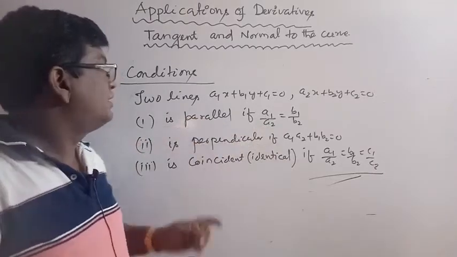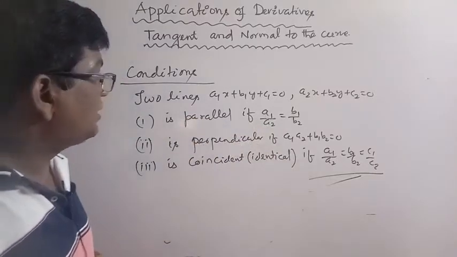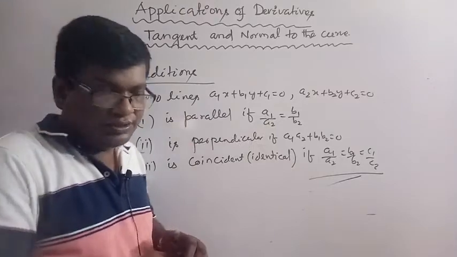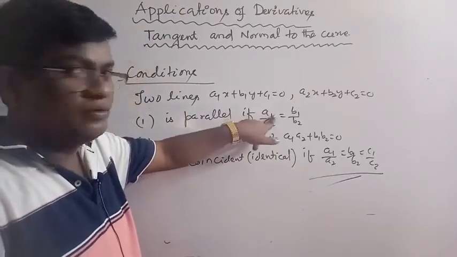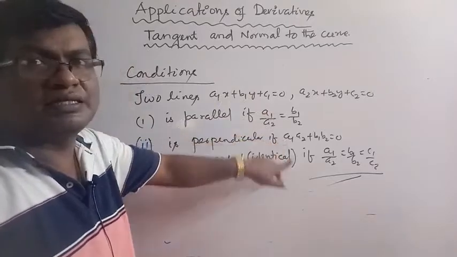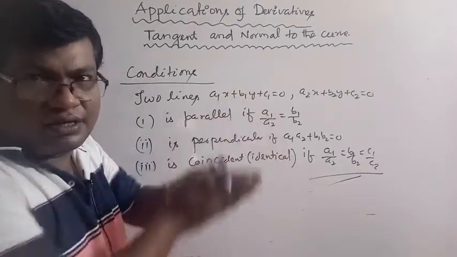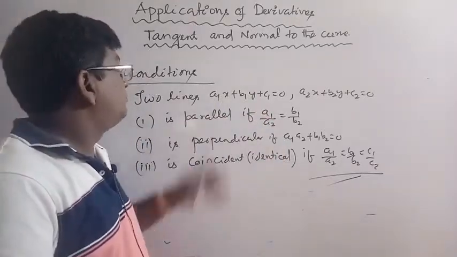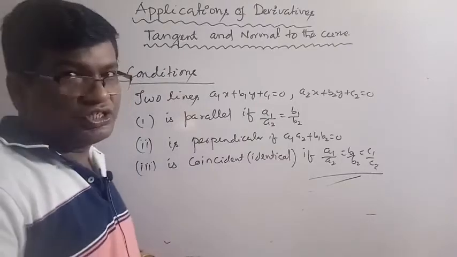These are the conditions of the lines regarding the angles. The angle is 0 or 180 for the parallel case, this is the perpendicular case, and this is the coincident case. These are the conditions regarding the angle.